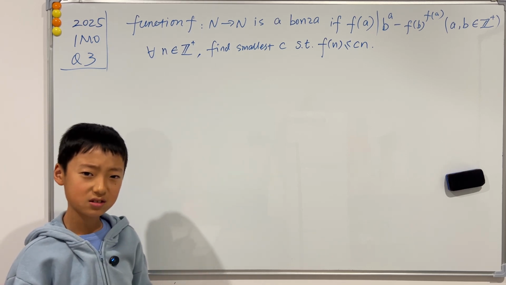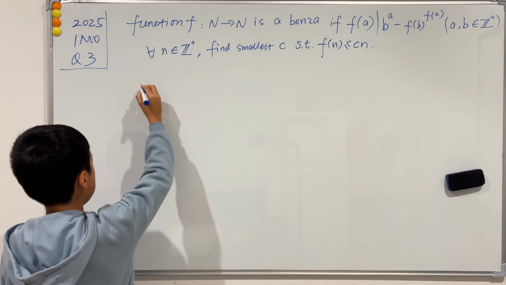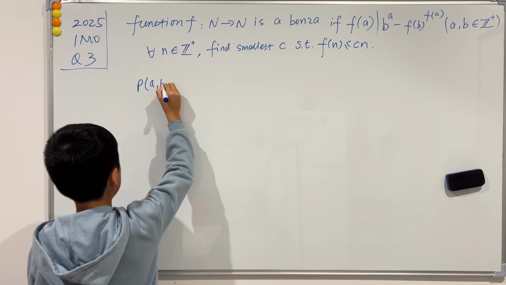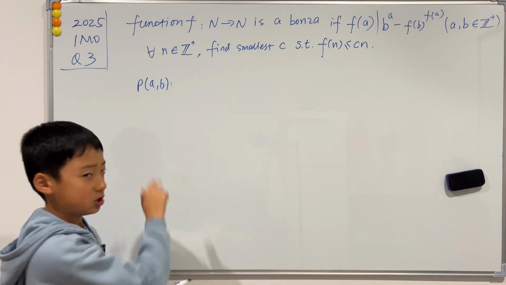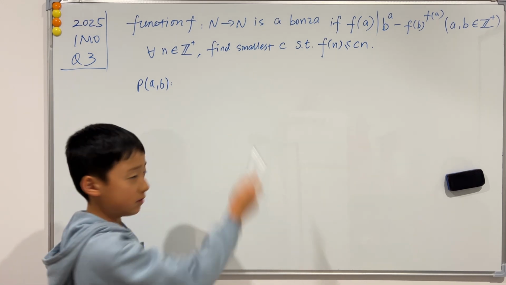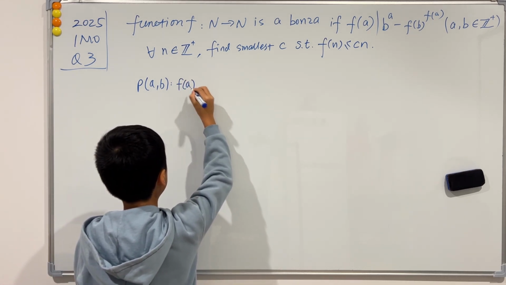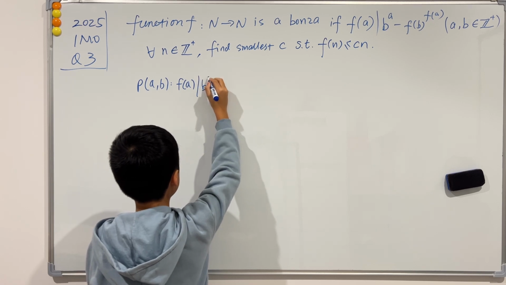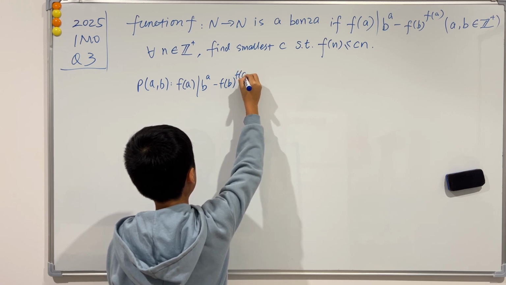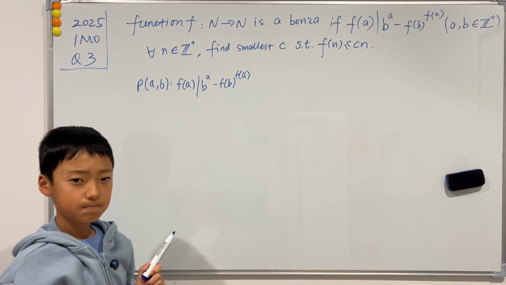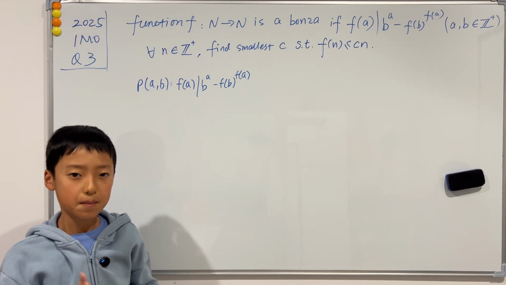It's a bit hard, right? Don't worry. The first thing I'm going to do is define P(a, b) to be a property. I will define this property to be just the original definition of a bonza function, so it will just be f(a) divides b^a - f(b)^f(a). Okay? So we know that this condition must be satisfied for every single positive integer a and b, right?